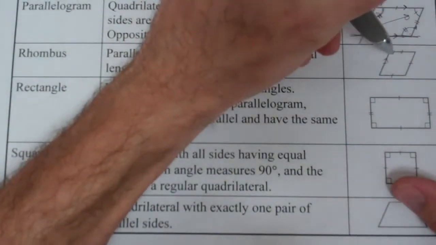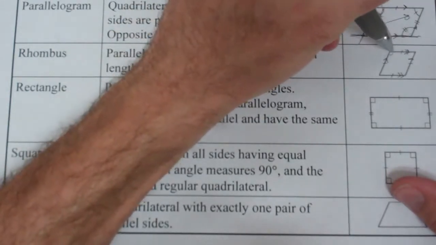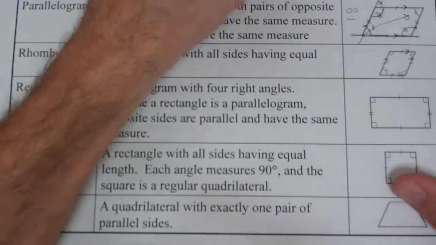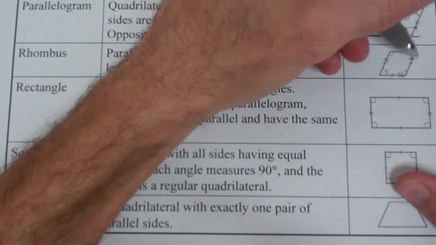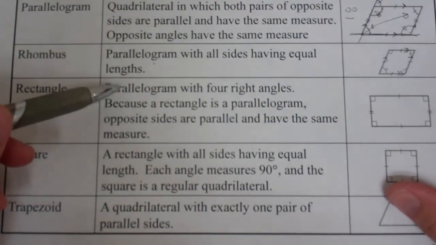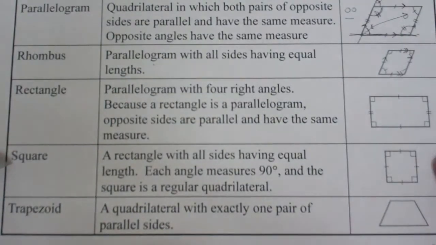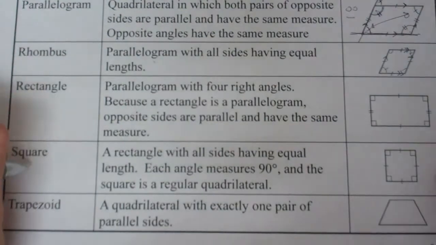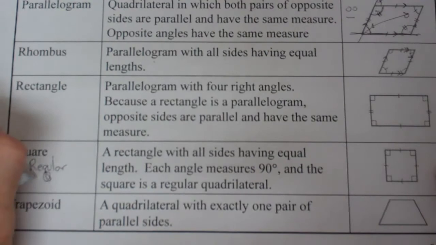Okay, so these guys are still parallel this direction. These guys are still parallel this direction. So these opposite angles are equal, and these opposite angles are equal. Alright, but what happens is all of the sides are the same. Rectangle, parallelogram with 4 right angles. So now all of the angles are the same. Square, rectangle with all sides the same length and all the angles are the same. So this is our regular quadrilateral.